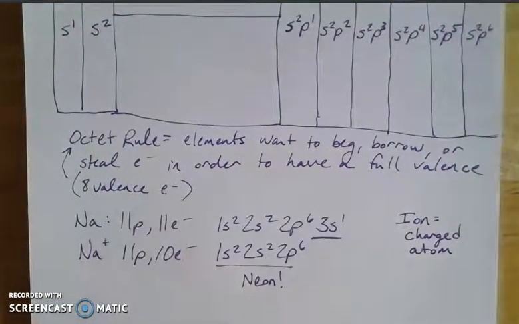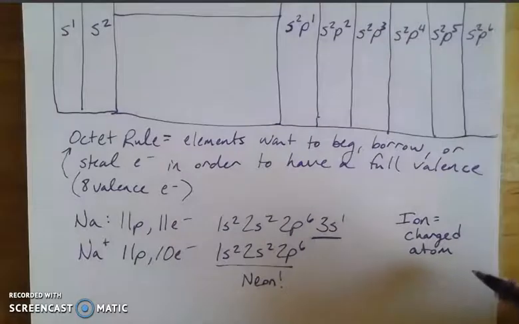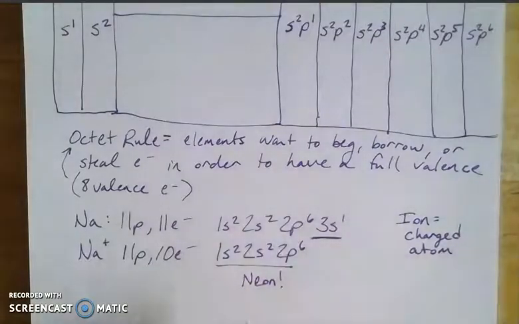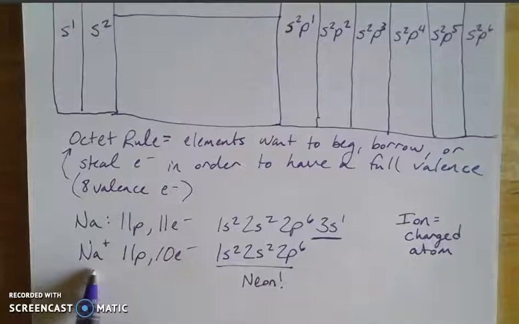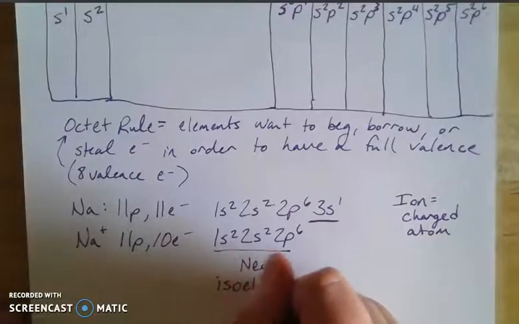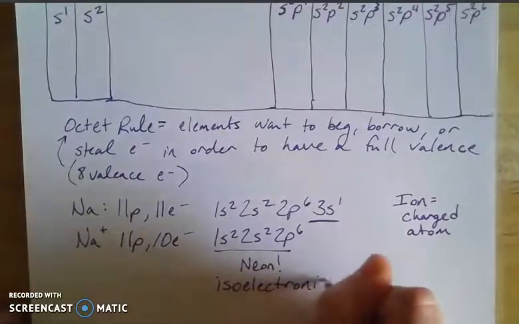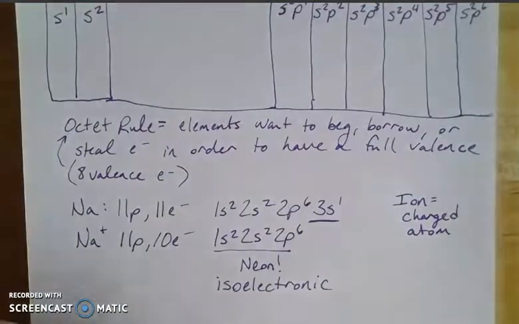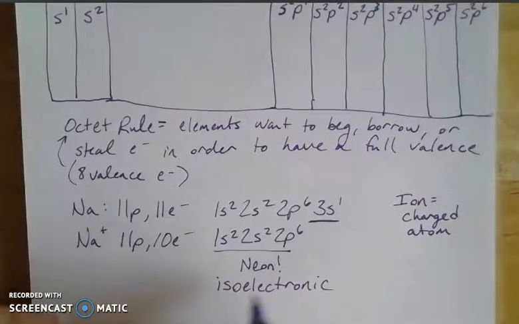So atoms or elements that have fewer or more electrons than they normally do would have a charge on them, and we call those ions. We say that neon and this sodium ion are isoelectronic. Isoelectronic, it's a great vocab word. That prefix iso means the same. Electronic means that we have the same electron configuration. So we'd say that neon and sodium are isoelectronic to each other.